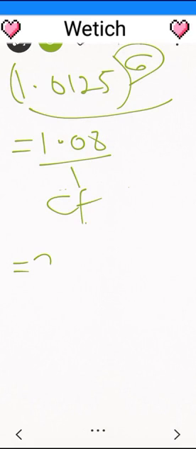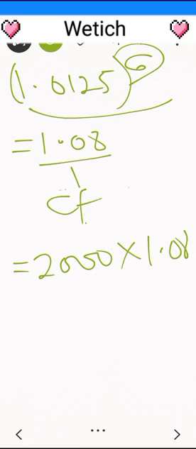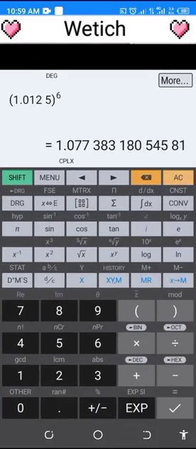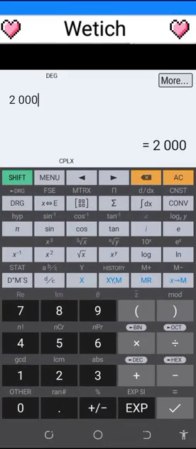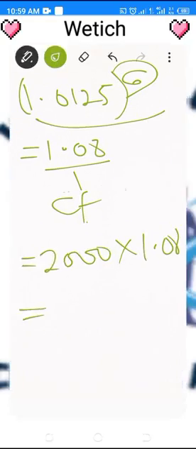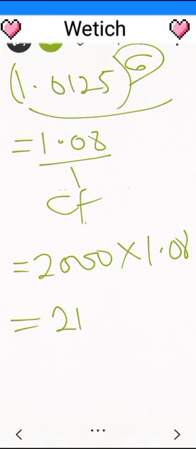So $2,000 times 1.08. Let's multiply them. What do we have? $2,160.